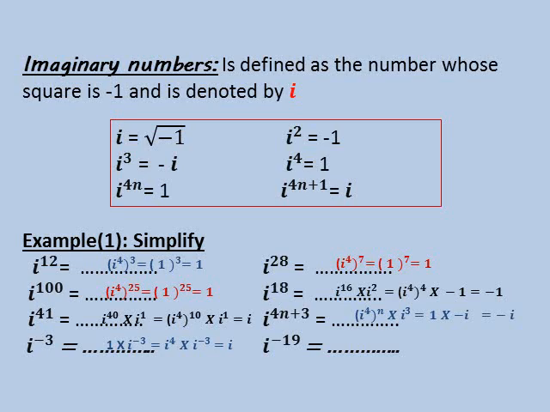i power negative 19. Again, we will consider i power negative 19 equals 1 times i power negative 19. We will substitute for 1 by i power 20. 20 is a multiple of 4, so i power 20 is 1. 20 plus negative 19 is 1. So it will be i power 1.